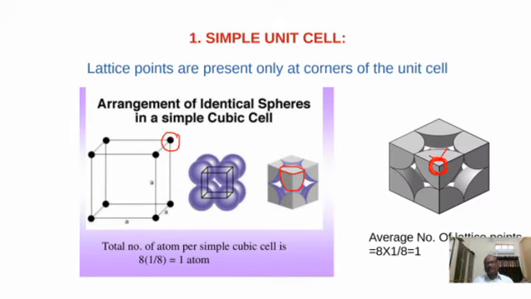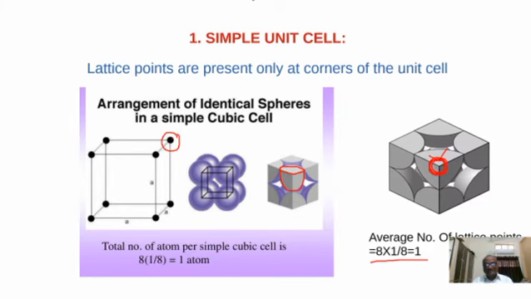Like that, how many corners are there? 8 corners are there. That's why the average number of lattice points in this simple unit cell, or you say primitive unit cell, will be equal to 8 into 1 by 8, that gives 1. If we see the simple unit cell, what will be the weight of a simple unit cell? It is nothing but the weight of one lattice point.